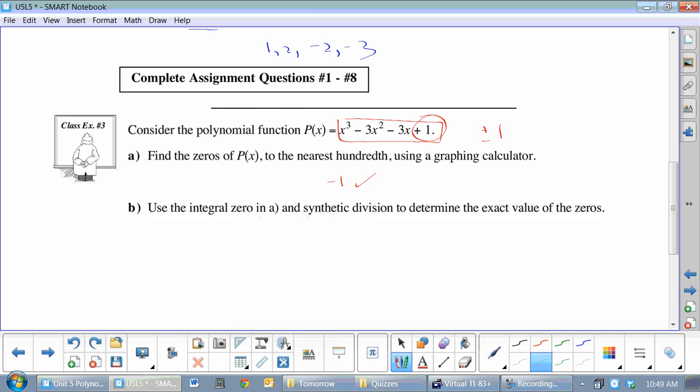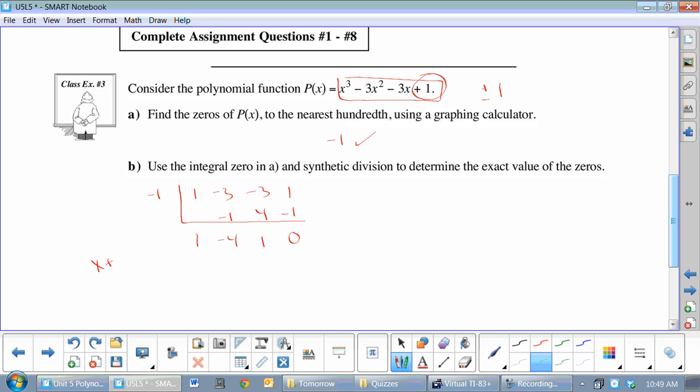Okay, so let's do some work. So negative 1, remember that is my 0, not my factor. I'm putting in 1, negative 3, 1. Brought down my 1. That's negative 1, negative 3, negative 1 is negative 4. I multiply those two together, I get 4. Negative 3 and 4 is 1. Negative 1 times 1 is negative 1. Add those together, I get 0. Good. So x plus 1 is definitely a factor. Negative 1 is a 0.